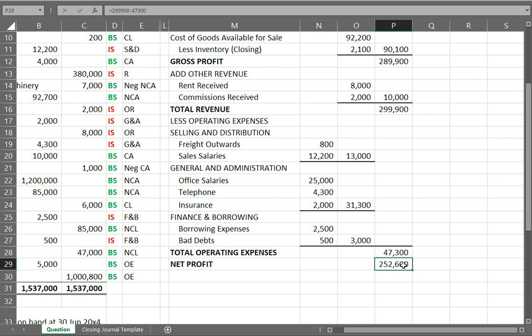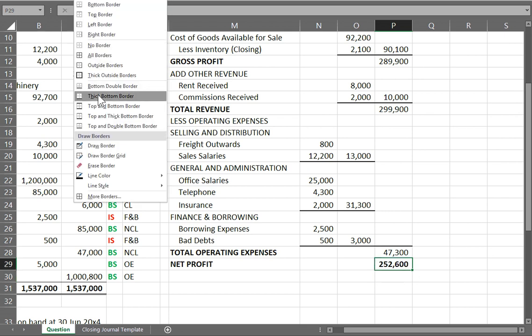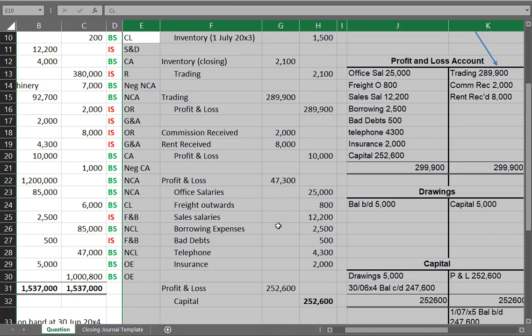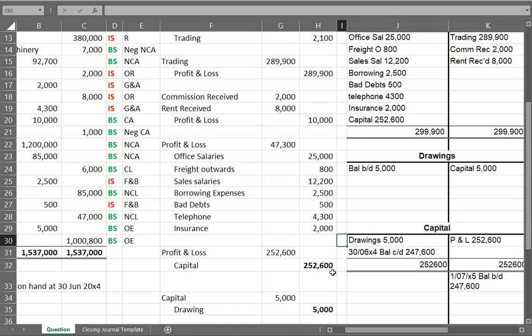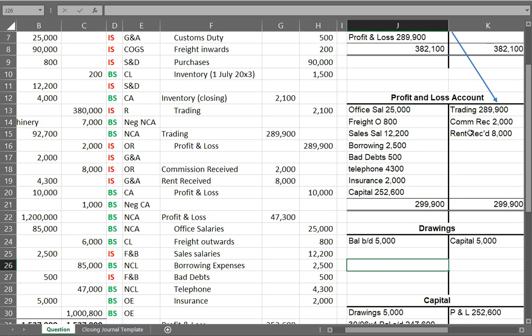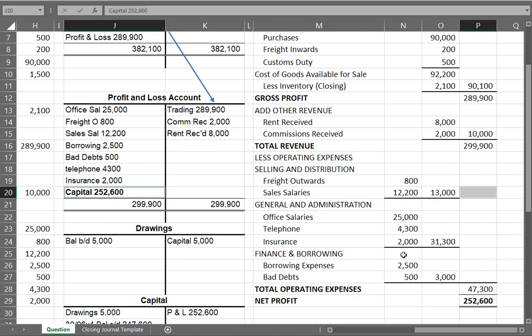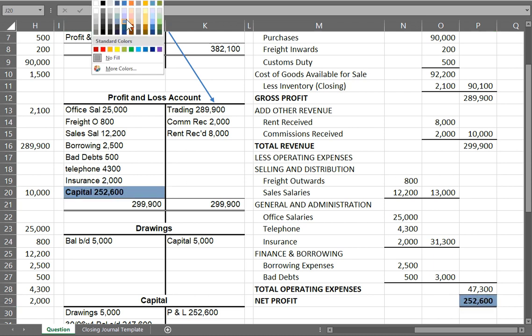All right, does this number look familiar? It'll be good if it does. Okay, time to unhide some of this information. Look at this. What was the balance transferred to capital from profit and loss? See, profit and loss, how much money did we push into capital? The net profit. See, net profit 252,600, and that's exactly what we have over here. Okay, I'll highlight it for you so you can see why we're doing and what we're doing.